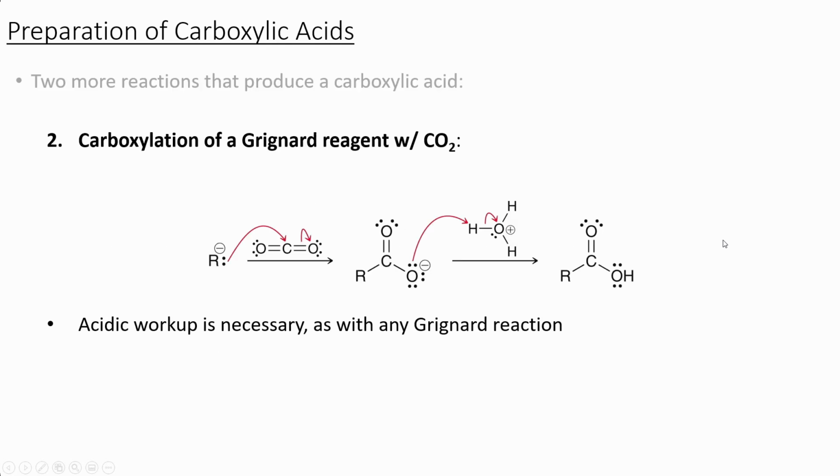This reaction, the carboxylation of a Grignard reagent with carbon dioxide, we actually did in lab last semester. If we take a Grignard reagent and react it with carbon dioxide, then we'll have nucleophilic attack at the carbon, followed by protonation, and an acidic workup will yield us with the carboxylic acid.